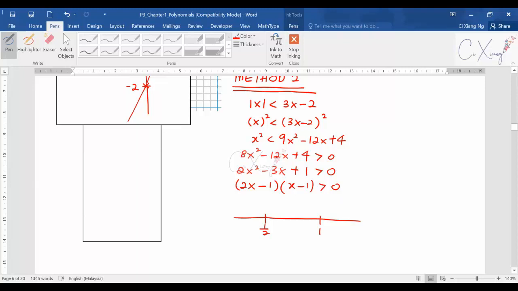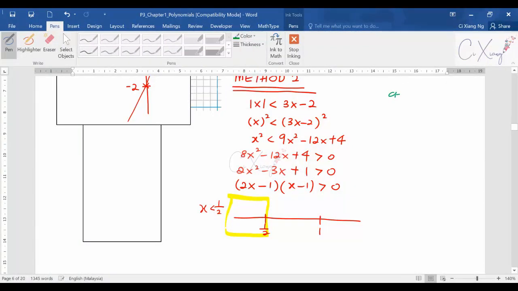After I square both sides, to get the answer that I want, I cannot apply the inequality method. So what I need to do is check part by part, for all of these. For the first part, we will look at this one. This part means that x is smaller than half. How do I get the half? Actually, 2x minus 1 equals 0, you get the half. How do I get the 1? x minus 1 equals 0, you get the 1. So for this yellow part, it is x smaller than half.